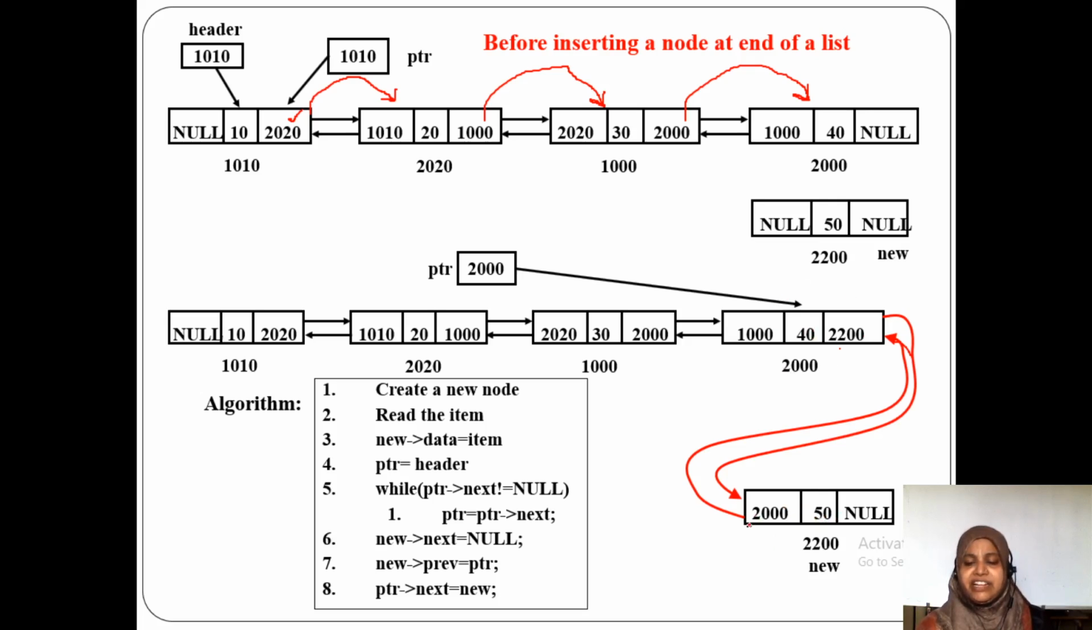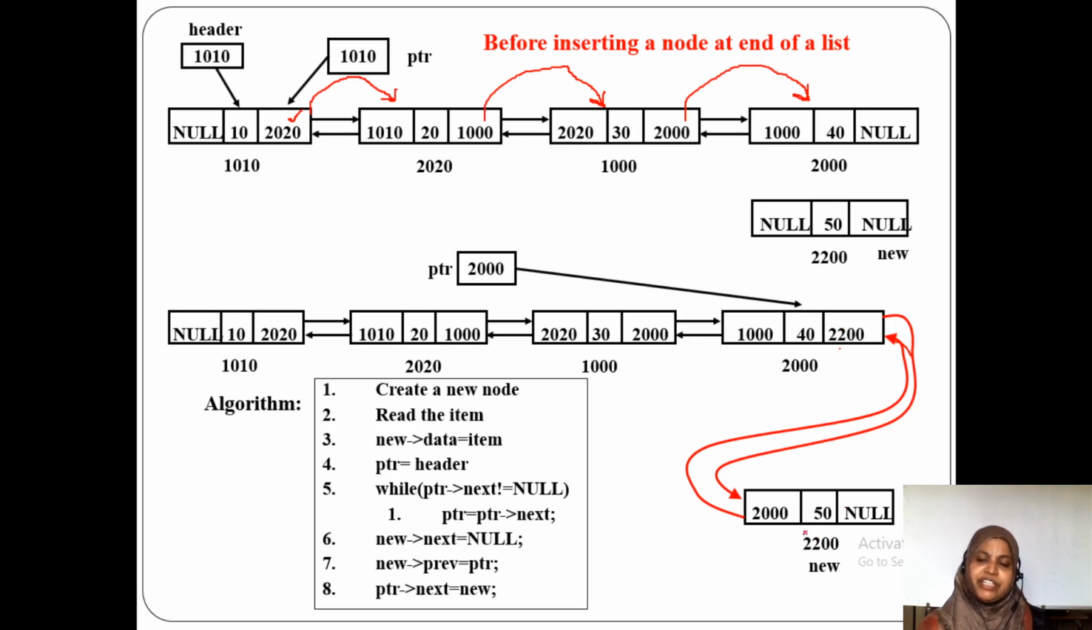So here in the left pointer field of the 50, we are going to save the previous node address. What is the previous node address? 2000 is the previous node address. So here we are going to save the 2000. Here in 40, we are going to store the address of the next node. What is the address of the next node? That is the new node 2200. We are going to save it here.